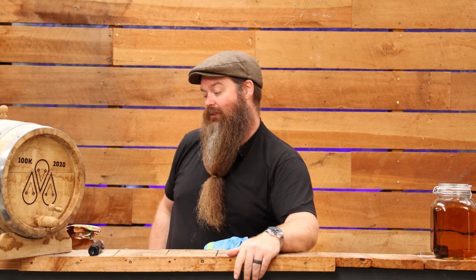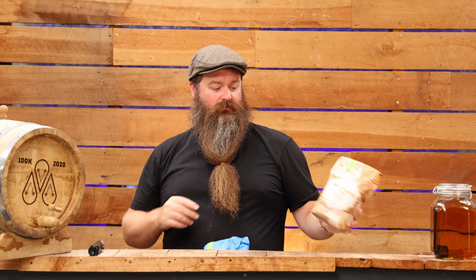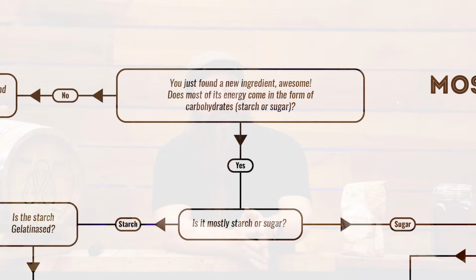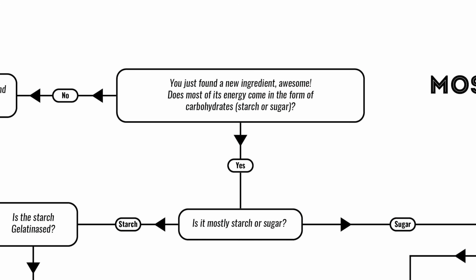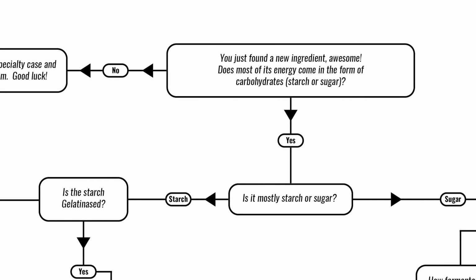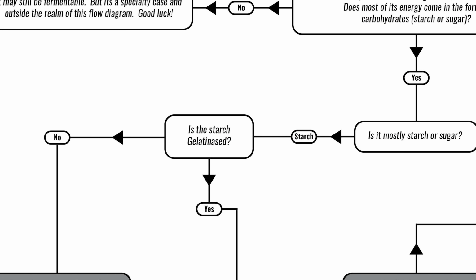Now, let's do something that's a little bit off the wall. Flour. Straight up flour. This is actually self-raising flour, but imagine it's just wheat flour. Anyway, so yes, got a buttload of carbs in it. Yes, those carbs are in fact complex starches. Is it gelatinized? No, it's not.